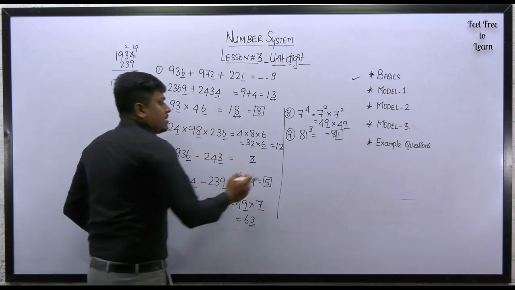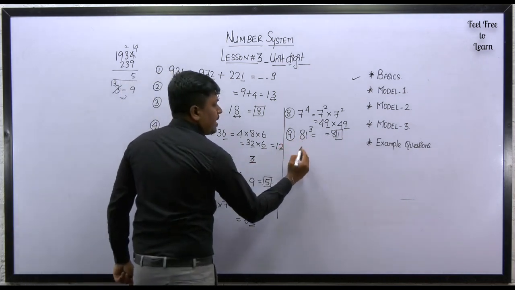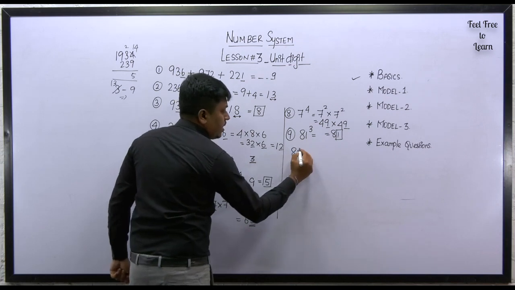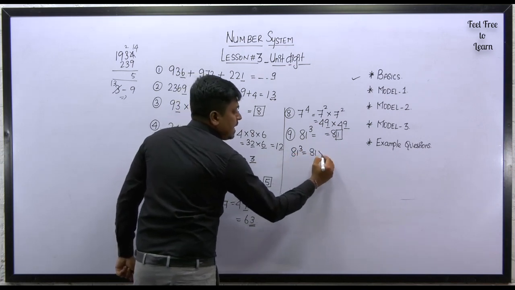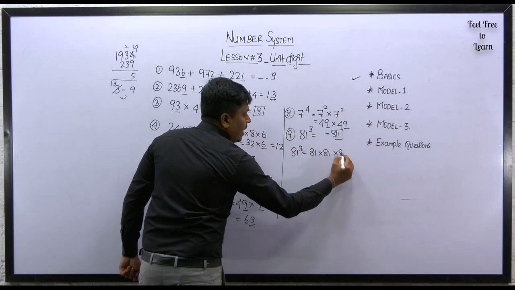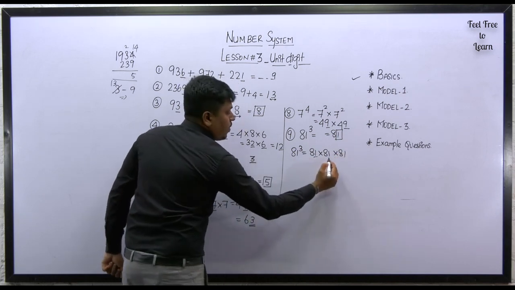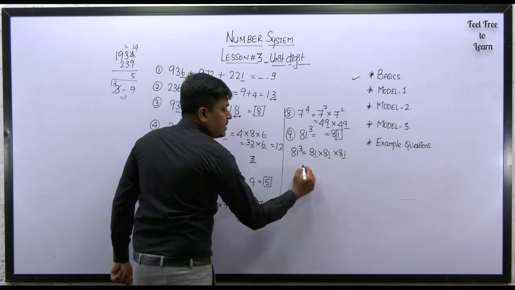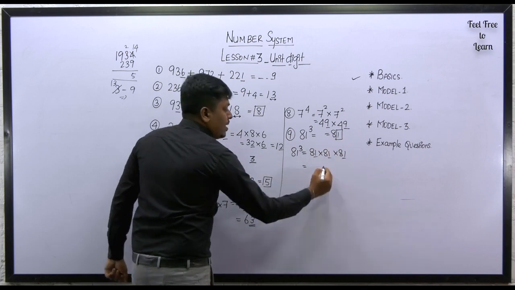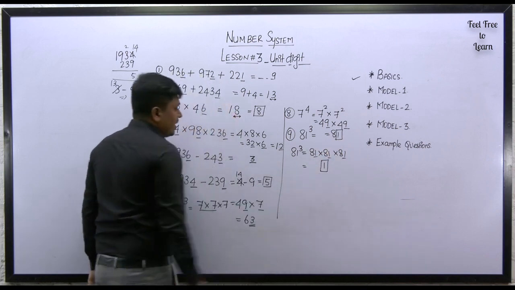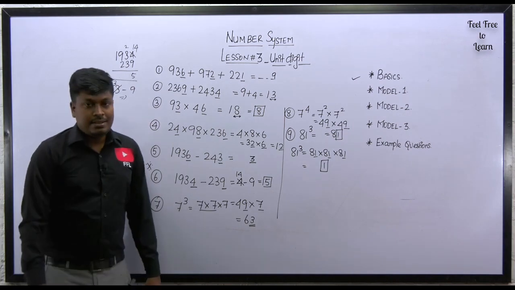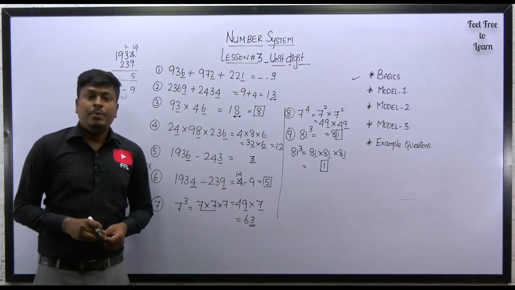Understood? So last question, number 9. Question number 9 is what? 81 cube, right? So 81 cube can be written as 81 into 81 into 81. The last digit of all the numbers is 1. We have to multiply. So 1 into 1 into 1. So 1. So finally we can say that the unit digit of 81 cube will be 1.